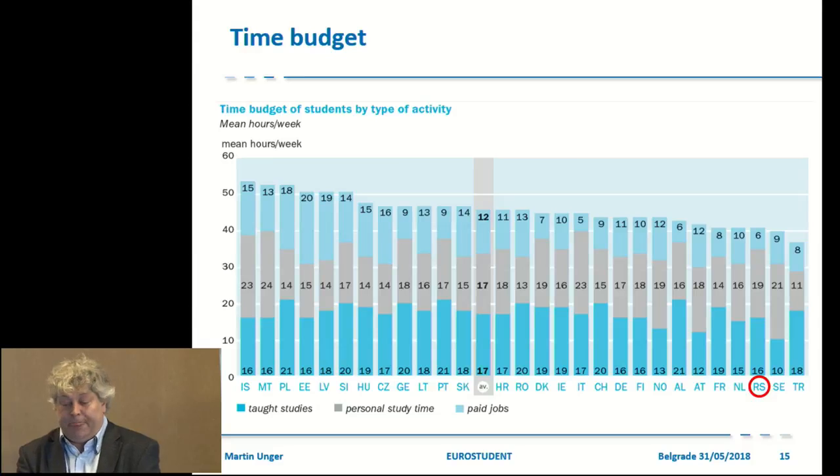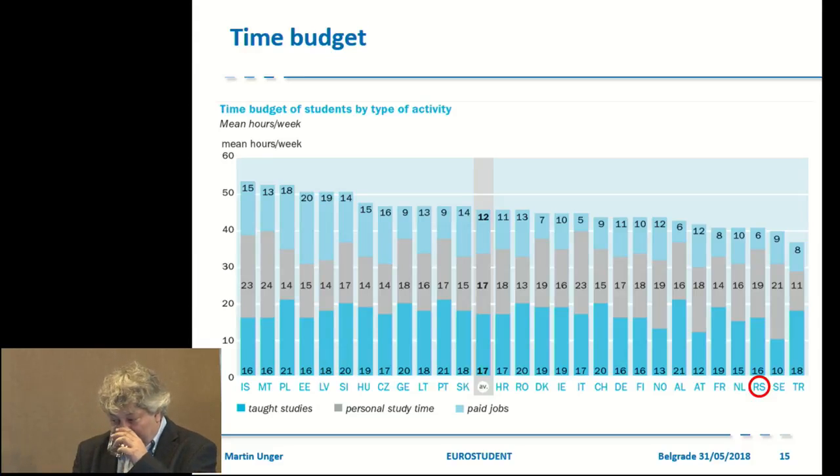Time budget is also really interesting. The weekly time budget of the students. What we show here, starting with Serbia, on average of all students, so bachelor, master, and all types of programs, they spend 16 hours at the university in lectures, plus 19 hours for personal study time. By that we mean they're going to the library, they prepare for exams, they learn, they write seminar papers, or they're writing their thesis, and so on. So in total they end up with 35 hours on average a week.